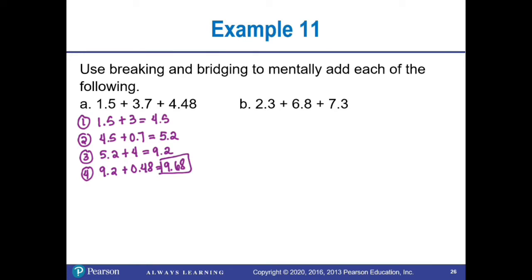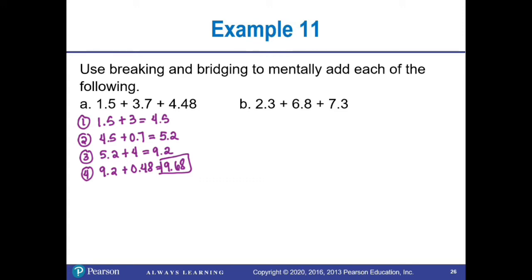Now you'll notice your directions ask you to use breaking and bridging to mentally add. These 4 steps would be done in one's head. However, if you're asked to work a problem similar to this on a quiz or exam, for a show work question, this is the work that you would need to show. Now let's look at part B.